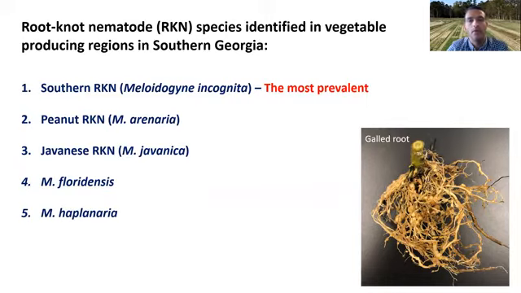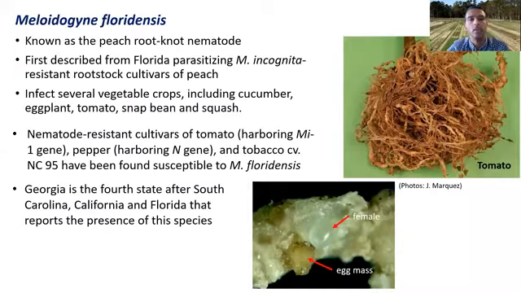We also found two other new species for the state of Georgia, Meloidogyne floridensis and Meloidogyne graminicola. I'm going to talk a little bit about these two new species. Meloidogyne floridensis is known as the peach root knot nematode, and this is due to the fact that the nematode was first detected in Florida on resistant rootstock of peach.